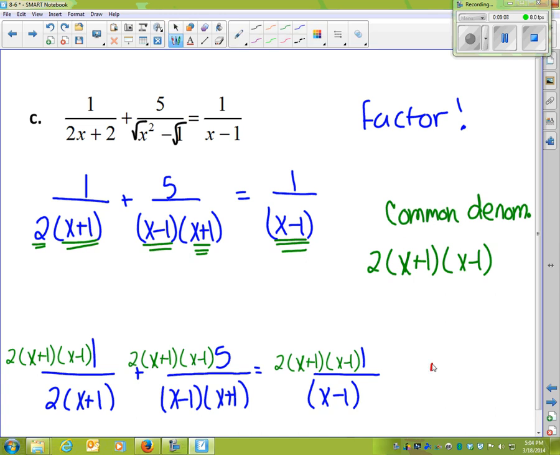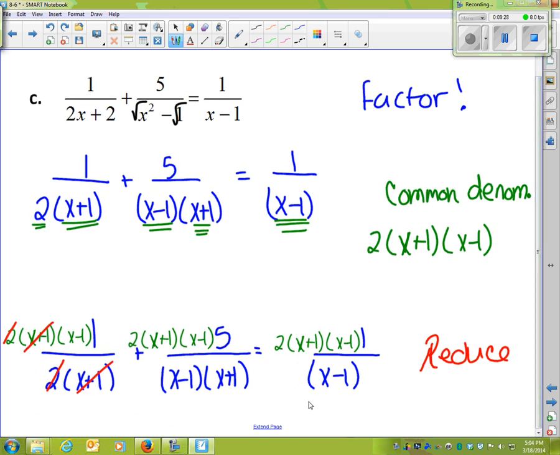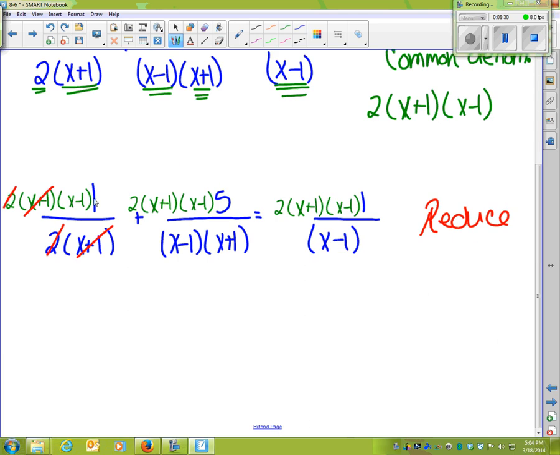Now I can go through and reduce. All right, I see a 2 in my first fraction, denominator and numerator. X plus 1, denominator, numerator. That leaves my first fraction with 1 times x minus 1. Distribute, it's just x minus 1.